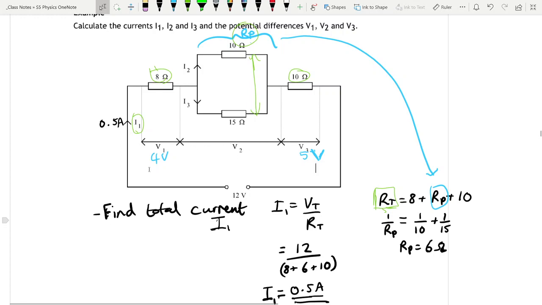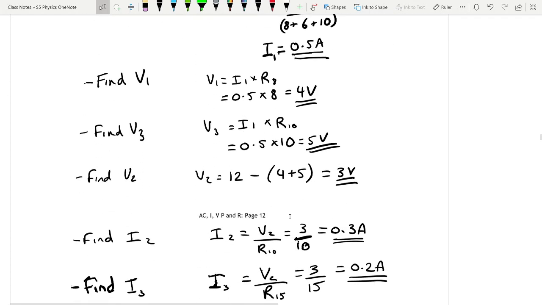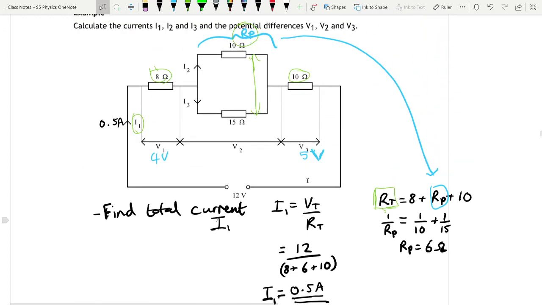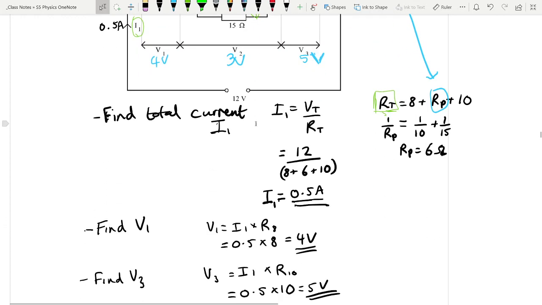So that 12 volts is shared between here, here, and here. So 12 volts, take away 5, take away 4, or as I've written, 12 volts, take away 5 plus 4, which is 3 volts. So V2 is 3 volts. Then now you've got that V2, you can work out these two currents using I equals V over R, because this gets 3 volts and this gets 3 volts. Remember, they're in parallel, so they'll both get the same, so they'll both get 3 volts.